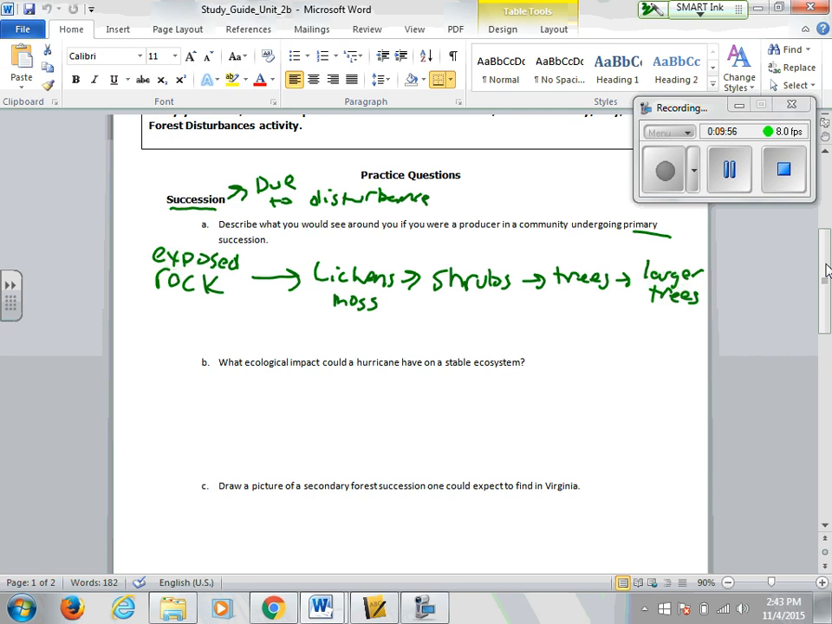Secondary succession down here, this is where there's again regrowth. So in Virginia, we often find that we have Indian grass.